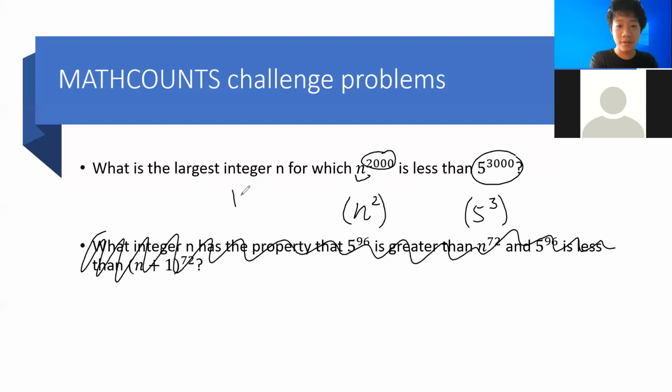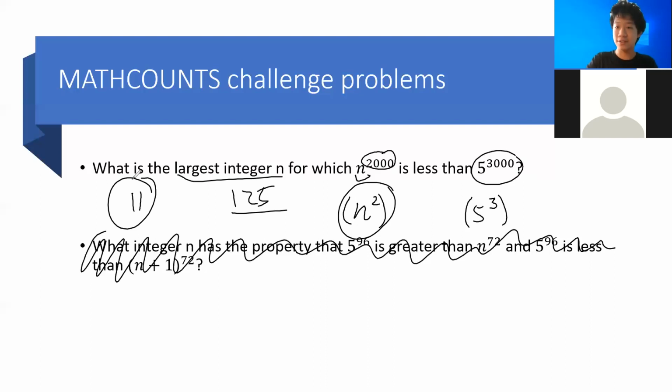5 to the third is just 125. So what is the largest n, which is less than 125, so that n squared is less than this? Well, it's just 11, because 11 squared is 121. And that's the answer. Okay, and the next one is very, very similar. Basically the exact same strategy.